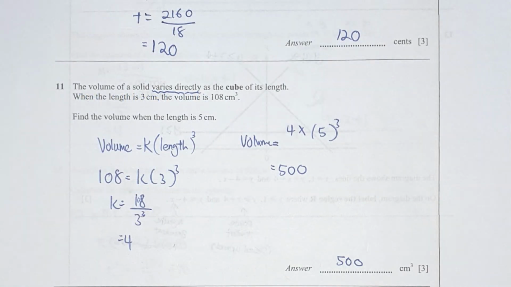Whereby for question 11, the volume of it varies directly. So we will be using the directly proportional formula, y equals kx. The y here will be the volume, the x here will be the length cubed. So substitute 108 equals k times 3 to the power of 3. Your k's result will be 4. And this k here is actually your scale factor. So the volume, when the length is 5, will be 4 times 5 to the power of 3, which is 500 cm cubed.